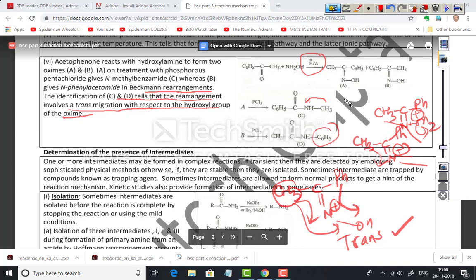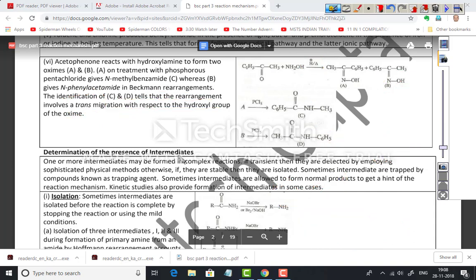Similarly, in case we have this as B, if this migrates, this goes off, becoming like this, and this comes over here. So it again is a trans. So it tells that the migration is trans. That's how the products let us know the kind of mechanism that is involved in a reaction.